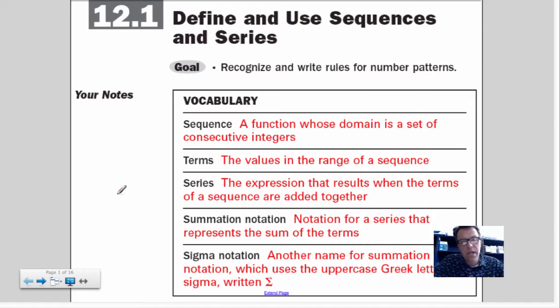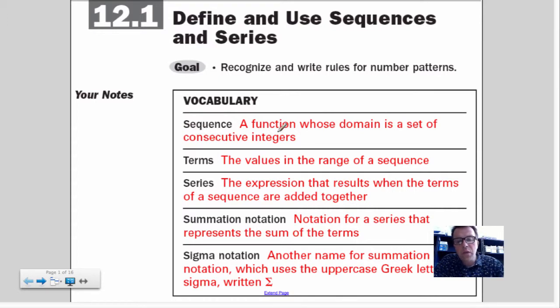The title of the chapter is Sequence and Series. There are 5 sections, and we are doing section 1 today in the video. And the title of the section is Define and Use Sequences and Series. So a bunch of vocab, and please don't be intimidated by this. I think I will use these words often, and by the end of the chapter, you'll know them all. You're welcome to copy them down or just listen.